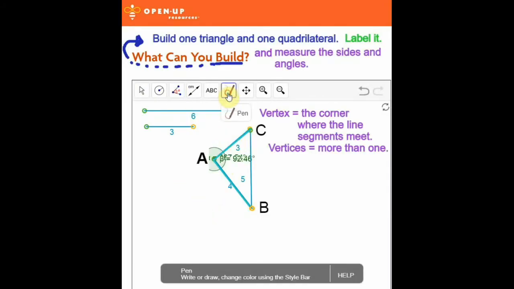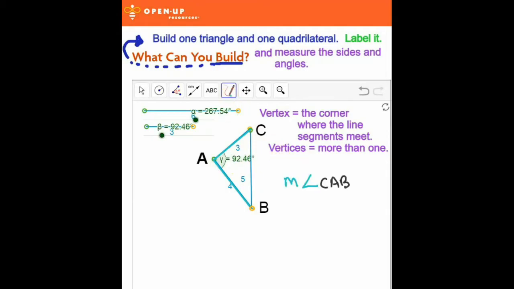Now we do have a pencil here, or a pen, so we actually could write some of these things down. And we found that the measure of angle CAB equals 92.46 degrees. I'd like to measure now angle B. So I'm going to trace over CBA. CBA will give me the measure of this angle B right here.